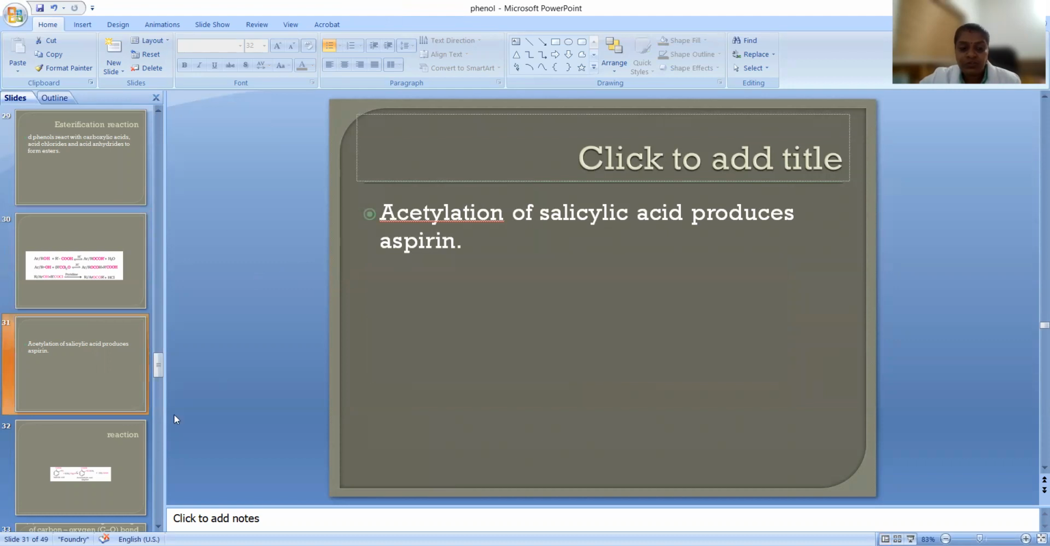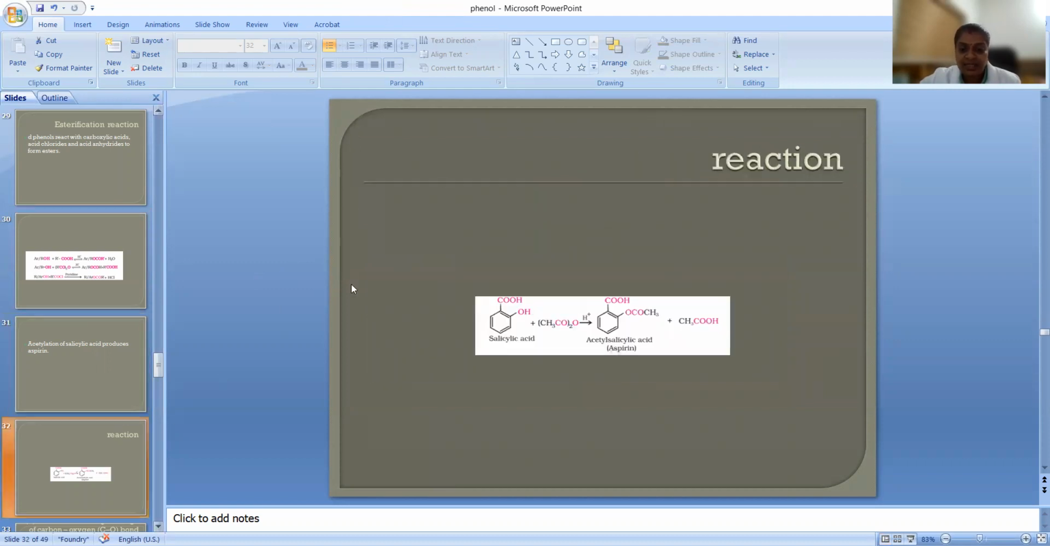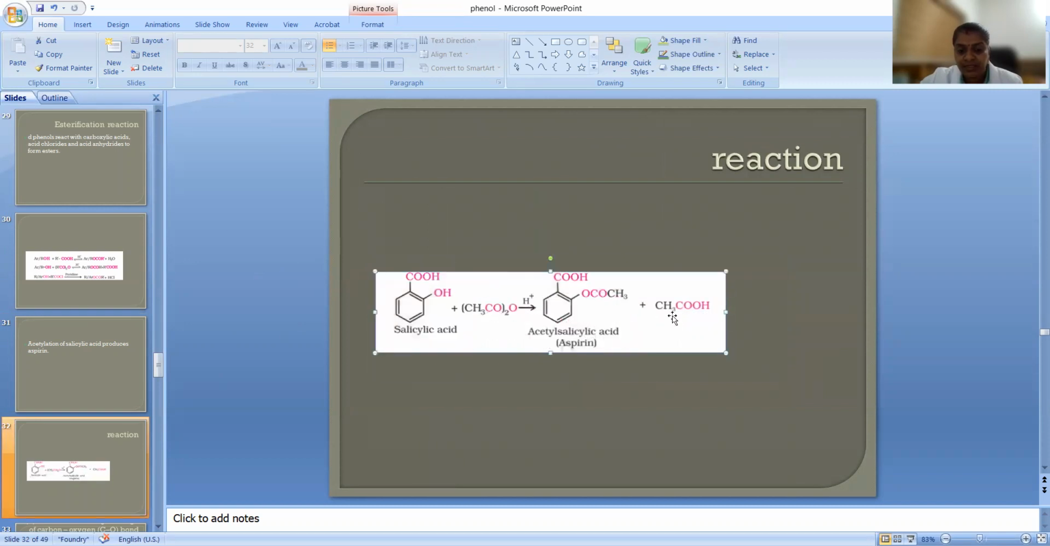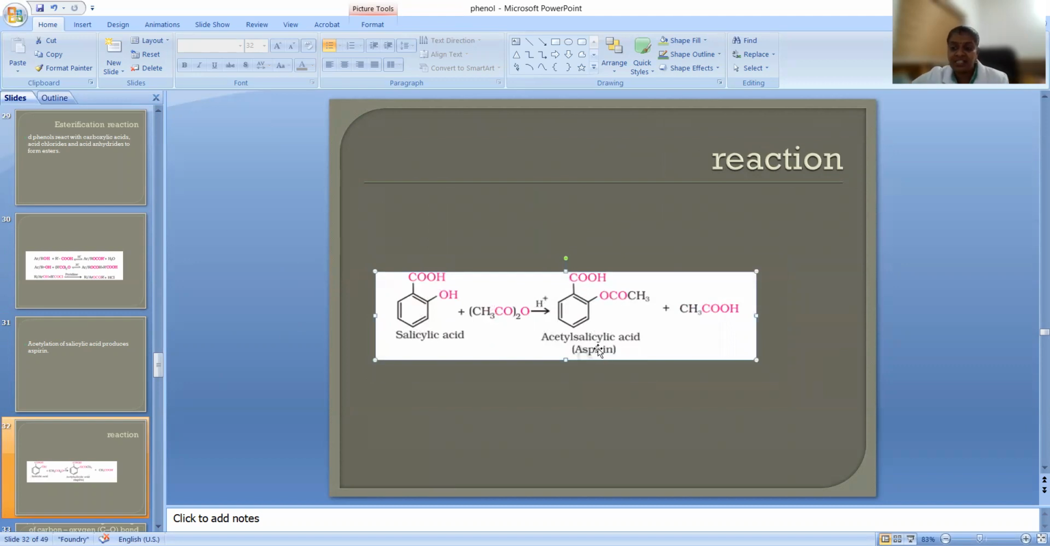Now, the preparation of aspirin from salicylic acid. This is a very important reaction. Salicylic acid means phenol with a COOH group is called salicylic acid.